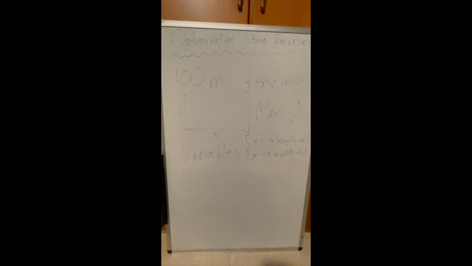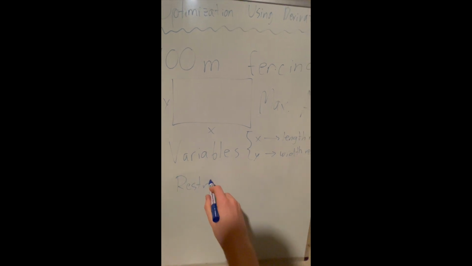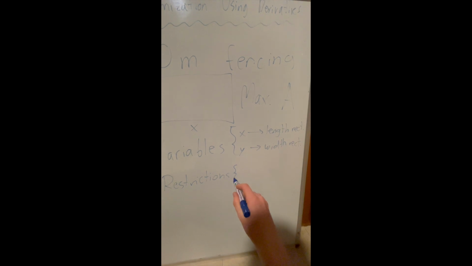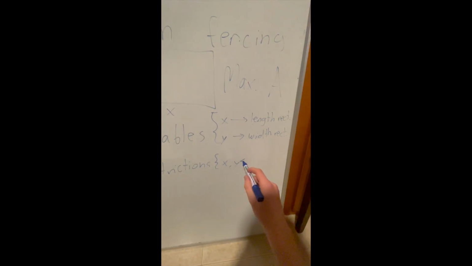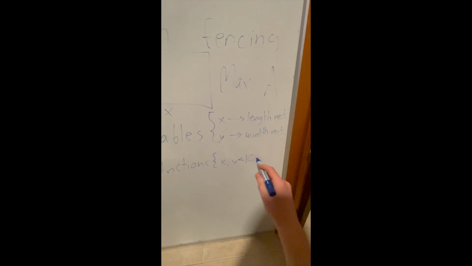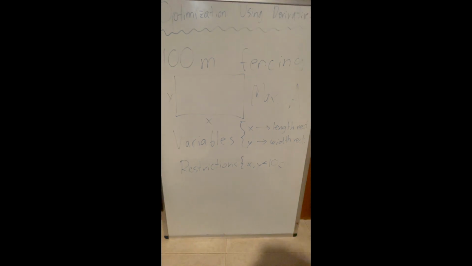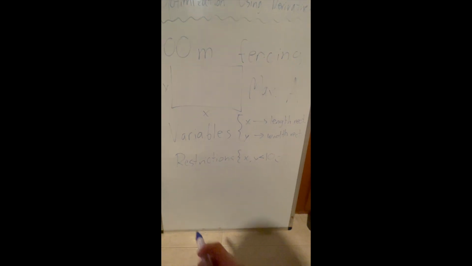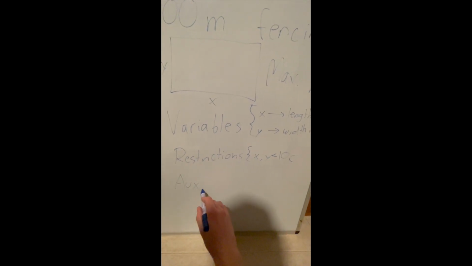Let's also apply some restrictions. Our restrictions are basically that neither our x nor our y can be greater than 100 meters. So x and y have to be smaller than 100, as obviously if they weren't, we wouldn't be able to make a rectangle.